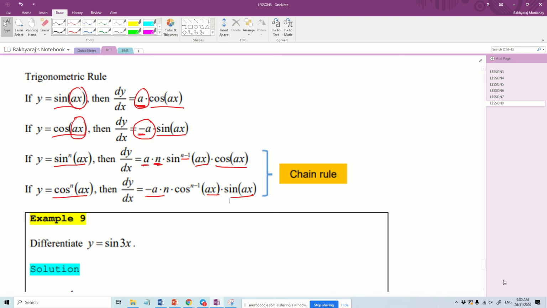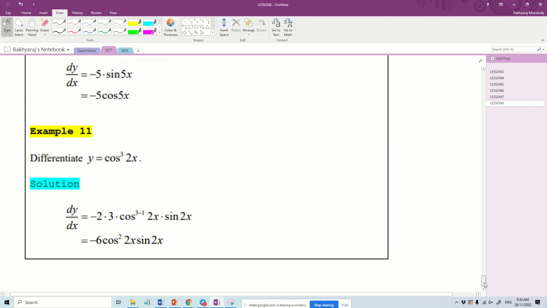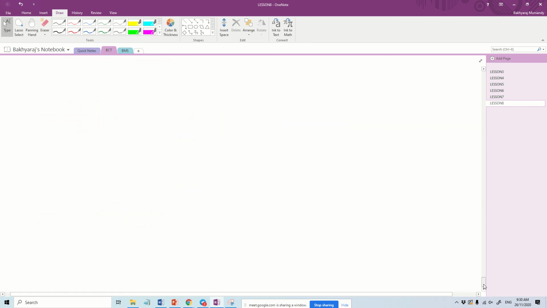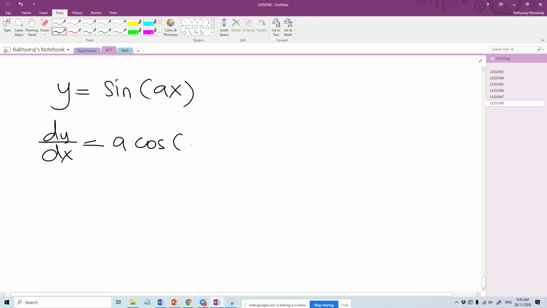Okay, saya akan tulis balik ke bawah. First, what is the formula for sin x? Let's say we have sin ax. Kalau kita ada sin ax, when you differentiate, you get dy/dx equal a cos ax.